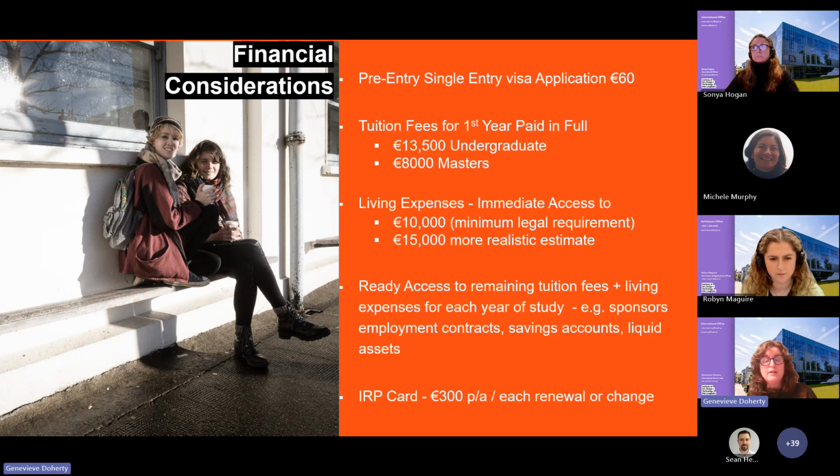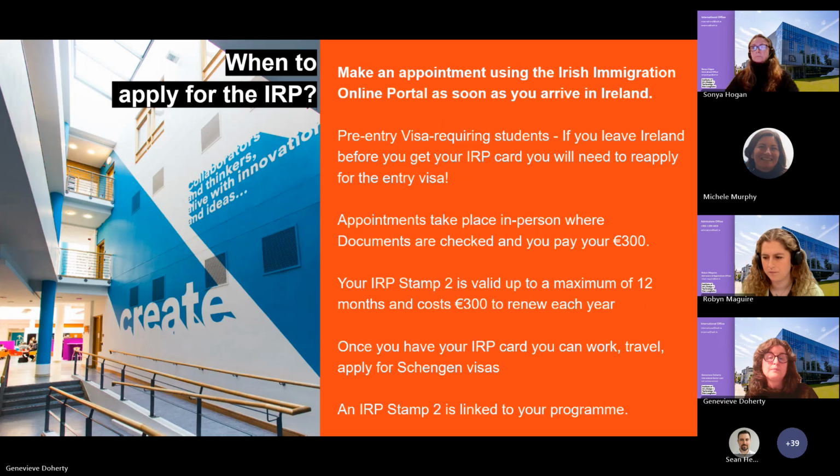And remember, the IRP card itself, which I'm going to go through now, will also cost you €300 per annum, every time you renew or change it, and for the first time you apply for it. So these are all just some financial considerations in and around the student visa.